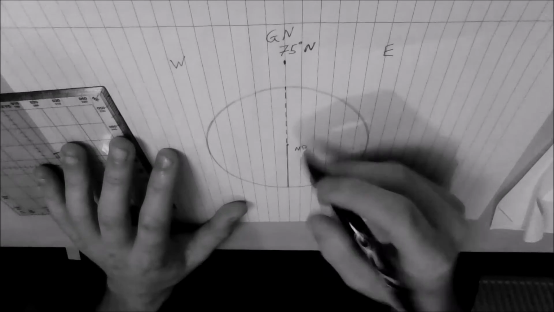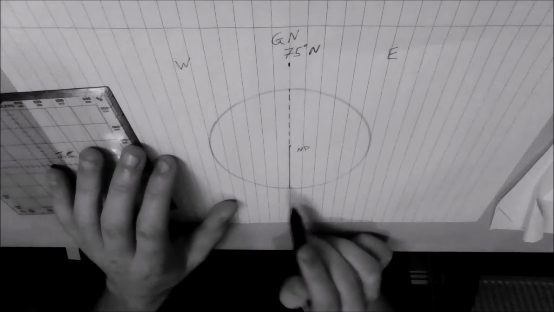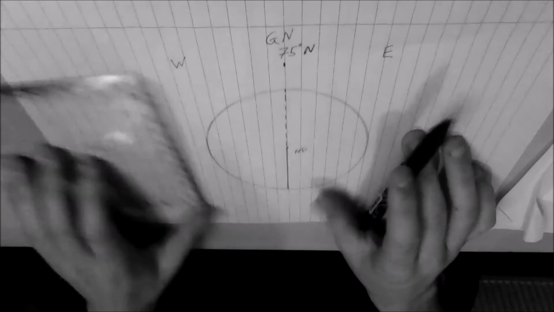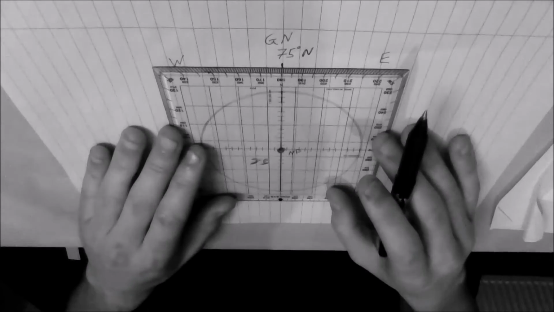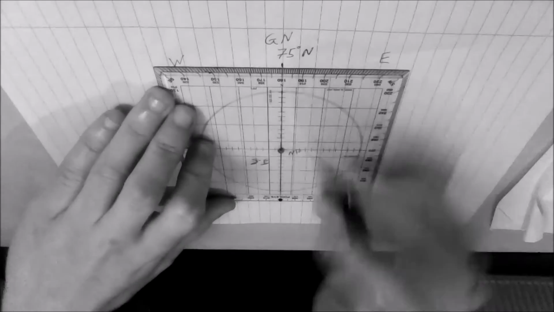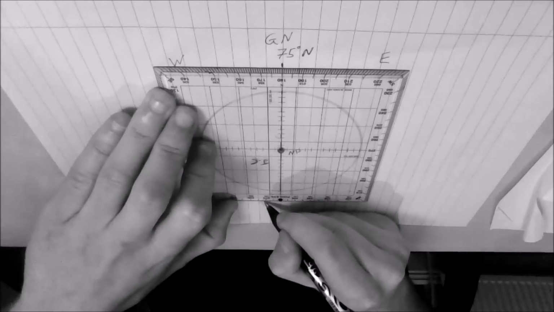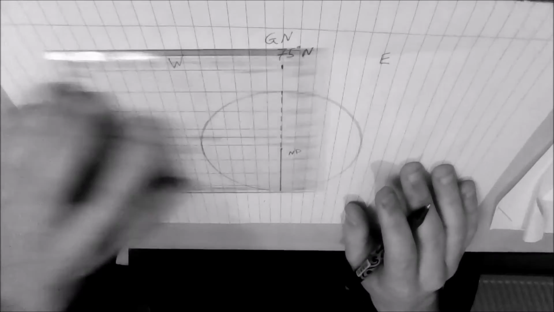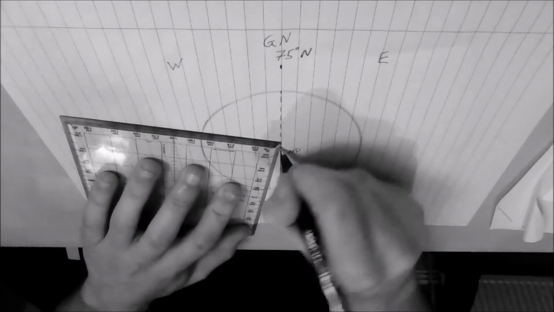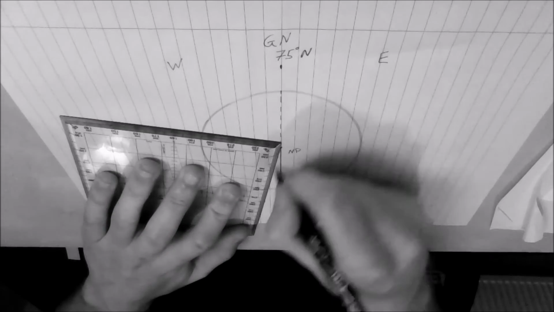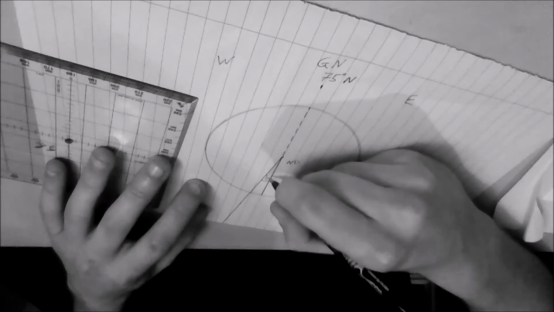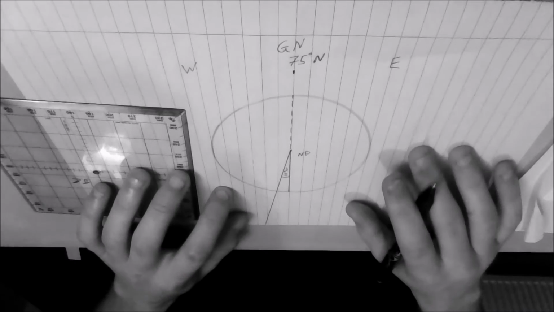Okay, so the meridian's here. We want to go 10 degrees to the west of our meridian, which will be about here. But what we'll do is we'll place the protractor over the top of that. Line it up with grid north again, or line it up with your meridian and your anti-meridian, and mark where 10 degrees lies. Okay. We will now draw a straight line between the North Pole and that point, and that is our 10 degree west line. I'll annotate that as well. 10 degrees west, as you can see there.